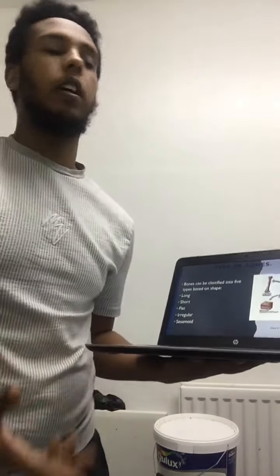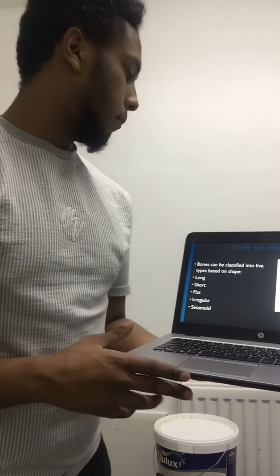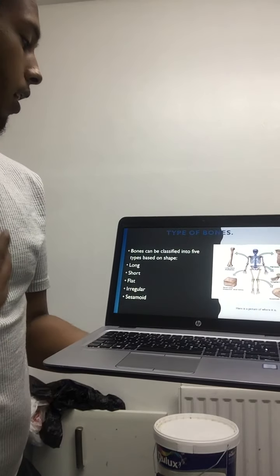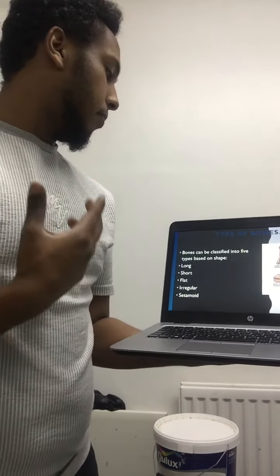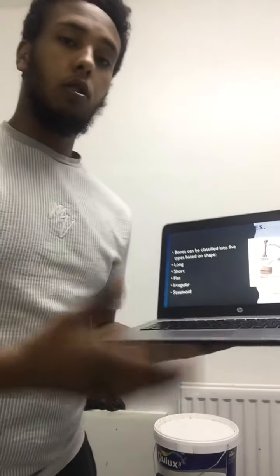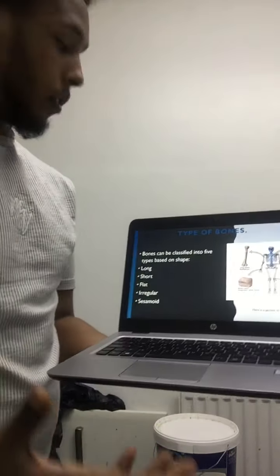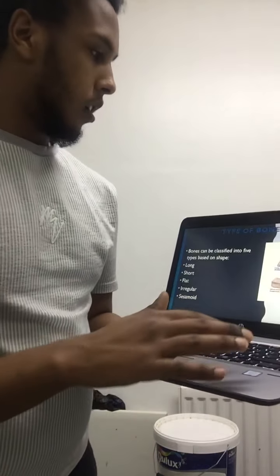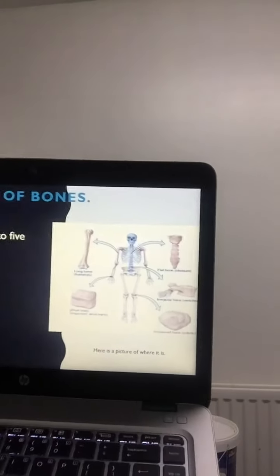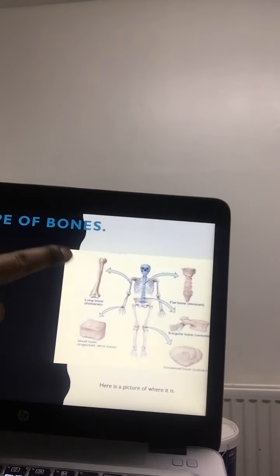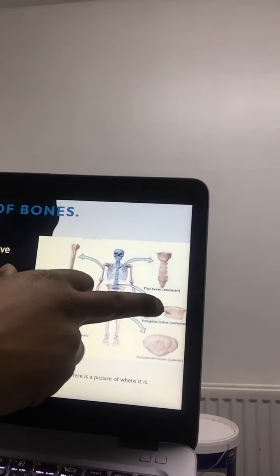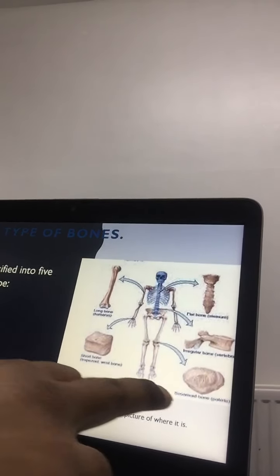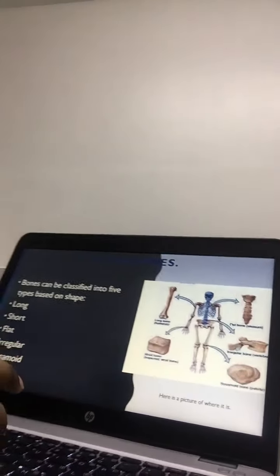So what types of bones are there? Let me explain that to you. Bones can be classified into 5 types. The types are based on shape. So we've got long bone, short bone, flat bone, irregular, and sesamoid. You can see the picture over here. This is a long bone, and this is an irregular bone and sesamoid.